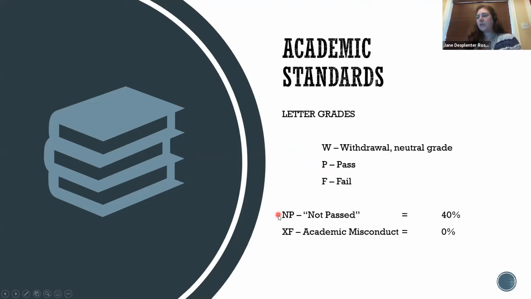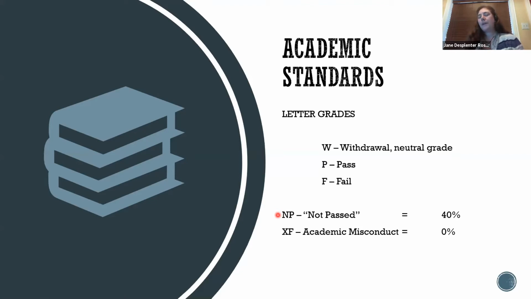NP is the grade you would receive if you dropped after the course deadline. It's also a grade that you would receive if you fail to complete one of the course requirements. So for example, if the professor gives you the syllabus and there are 6 assignments that you're going to be graded on and you fail to hand in one of those assignments, or if you fail to write the final exam, you will receive a grade of NP, which again is a failing grade and counts as 40%, which is incidentally the lowest that we're going to count.